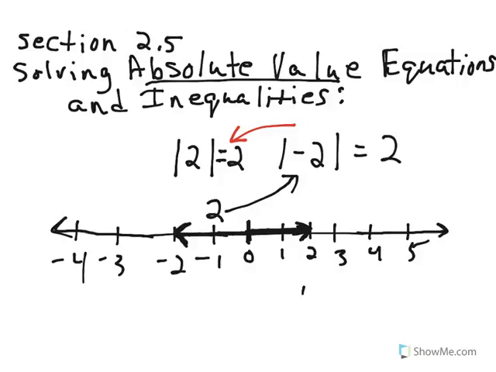And the absolute value of a number can never equal a negative value. Cannot equal a negative value. Now, the number underneath there can be negative, but the absolute value cannot be equal to a negative value.